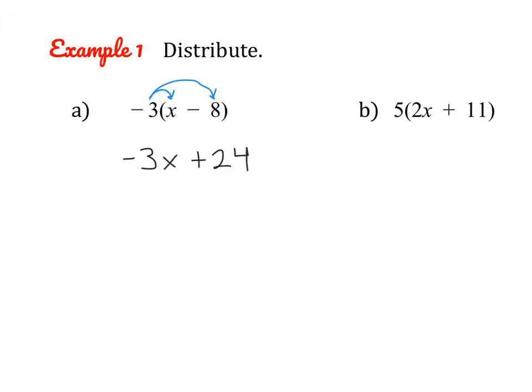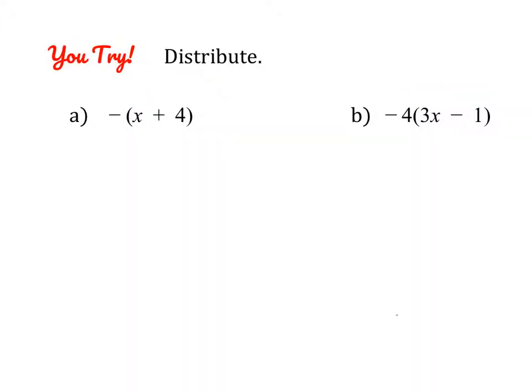All right, let's look at the second example. Here I see that I need to distribute 5 to 2x and to 11. So let's draw in our rainbows. I can read this as 5 times 2 times x. 5 times 2 is 10. 10 times x is 10x. And then I have to also remember to do 5 times 11, which is 55. All right, so now we know how to distribute. Go ahead and pause the video and give these two problems a try.